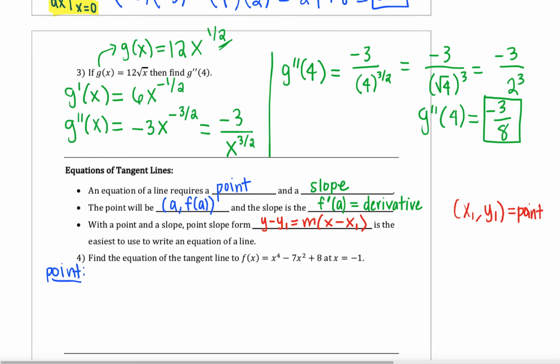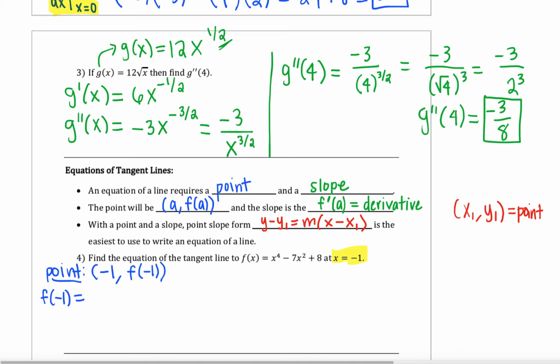Now we're given our x value. So we know that this is happening at x equals negative 1, and we have to be given a starting point. That means ultimately our point is going to be negative 1 for our x value, comma, and I need to know what the corresponding y value would be, which would be our function evaluated at negative 1. So I'm going to start by finding f of negative 1.